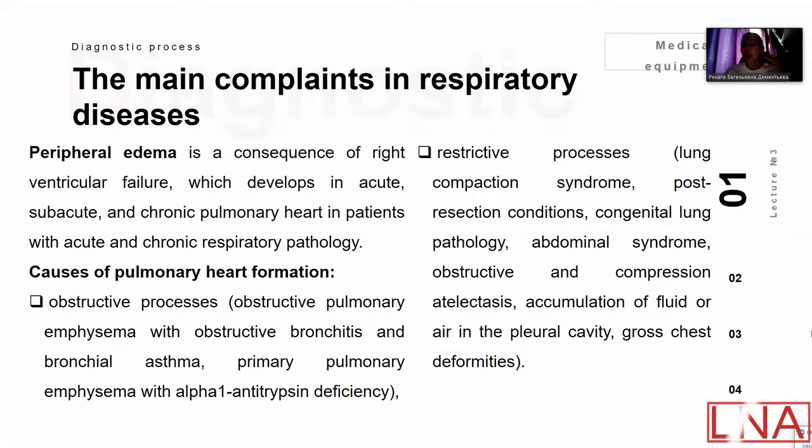So from these words, we can keep in mind that peripheral edema can be caused by acute as well as chronic types of damage to the lungs, and in cases of acute and subacute stages. But at the center of this problem of peripheral edema in patients with respiratory diseases is the development and formation of pulmonary heart.